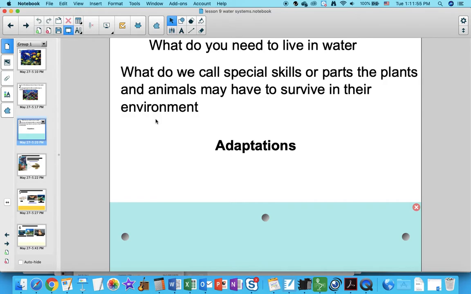Well, what do we call special skills or parts that plants and animals have that let them survive in their environment? We call them adaptations. These are abilities, behaviors, structures on their body that allow them to survive. For example, we have eyes to allow us to see. So you could say our eyes are adaptations to our environment, right? So that we can see our environment.